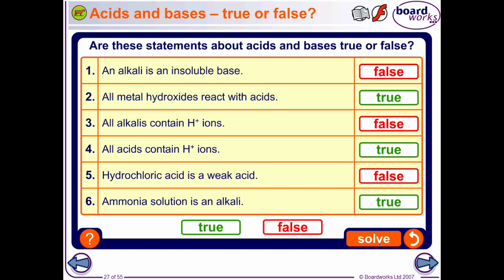Alkalis contain H+ ions is false, they contain OH- ions. Acids contain H+ ions is true. Hydrochloric acid is a weak acid, false, it's a strong acid. And ammonia solution is an alkali, that is true as well.